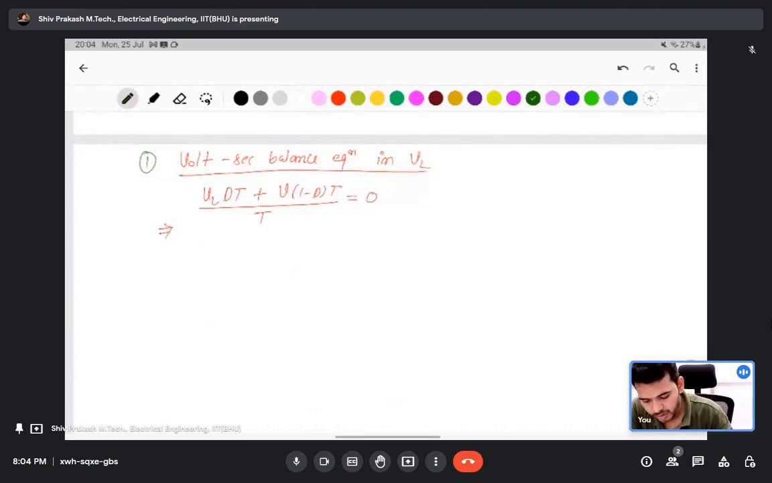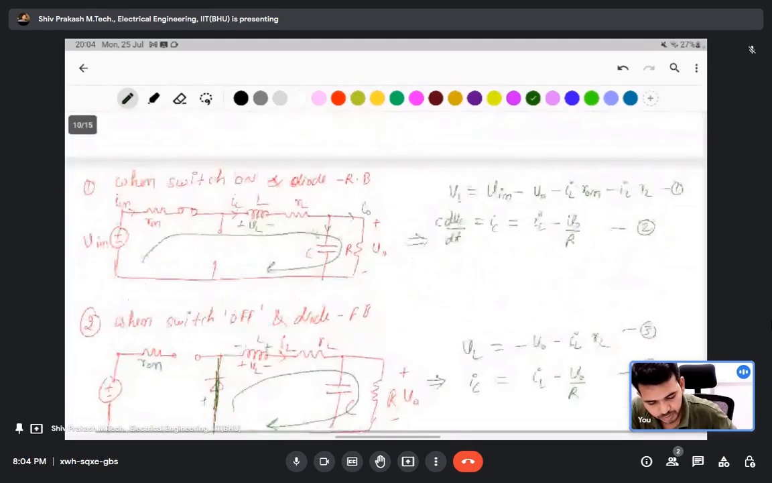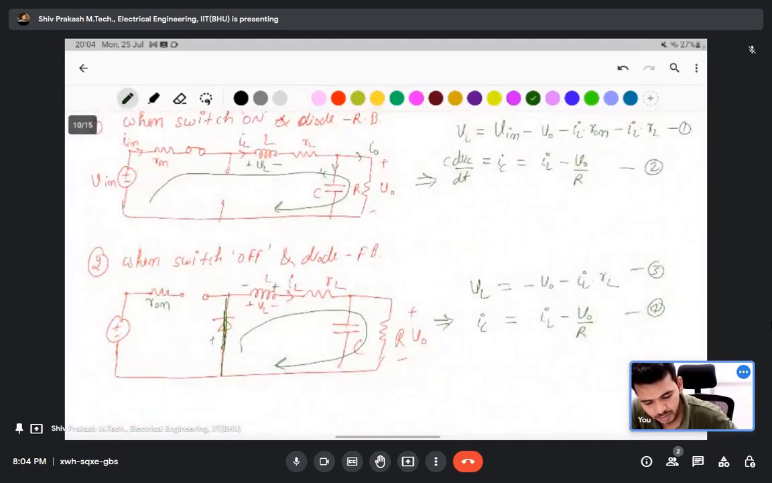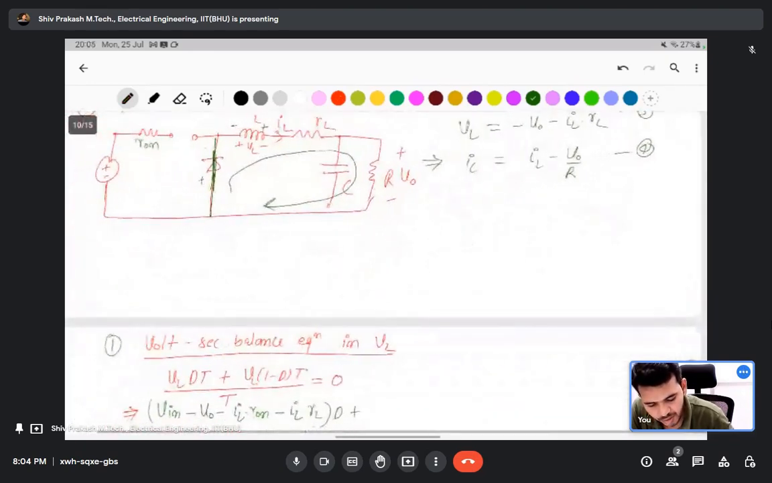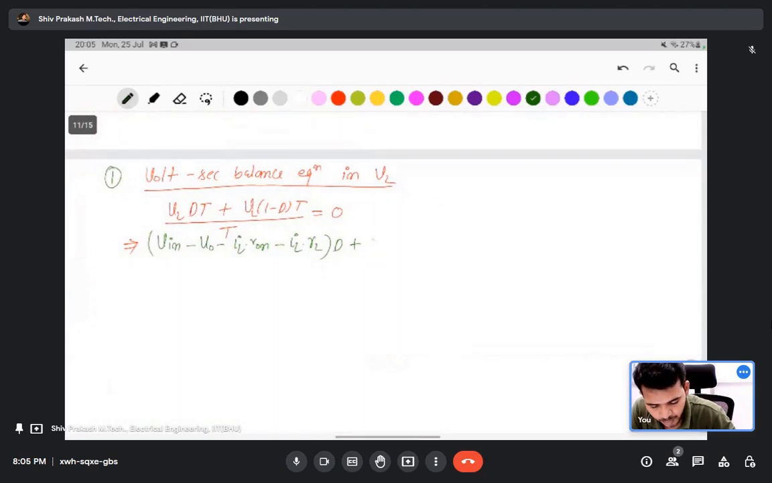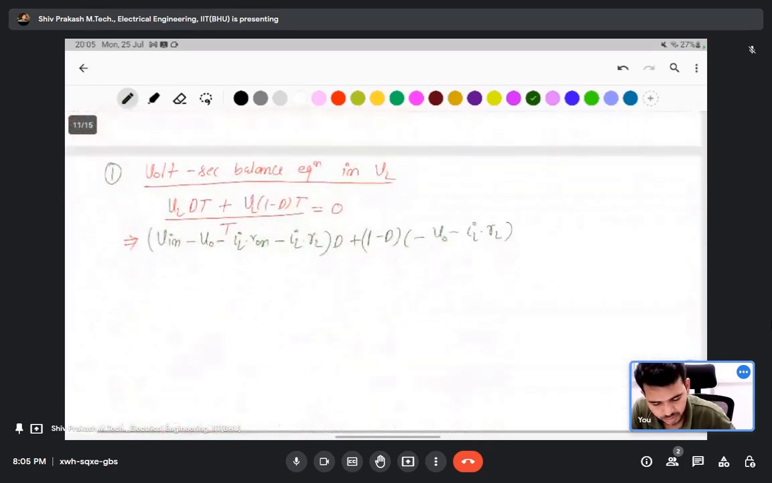It is also called the flux balance. VL in the on time is V in minus V naught, minus IL into R on, minus IL into RL, into D, plus VL in the off time, which is minus V naught minus IL into RL, into 1 minus D. Only two terms, plus, okay, is equal to 0. Actually, the time cancels out.